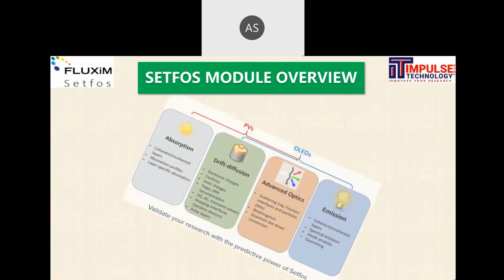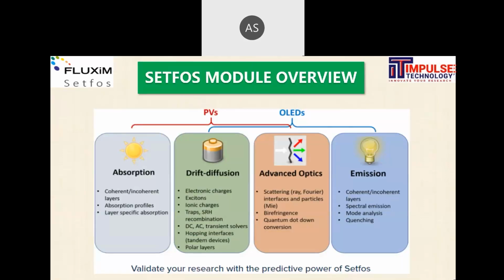We have a couple of modules for SETFOS. There are 4 modules at maximum. For a photovoltaic device, a maximum of 3 modules are required. The last module is not required for solar cell devices, but a maximum of 3 modules for photovoltaic and a minimum of 2 modules are required.